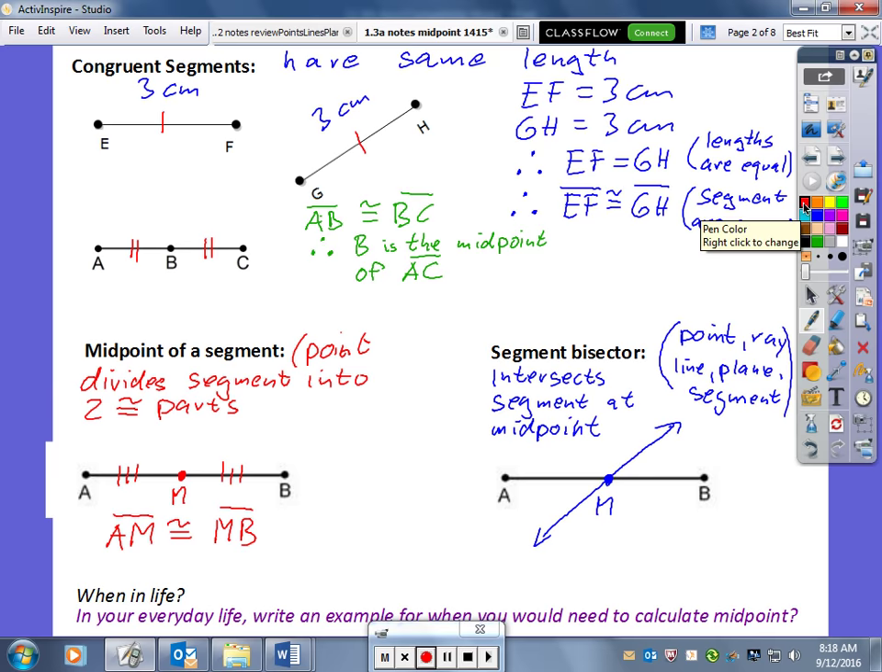Let's not forget our hash marks, which indicate to us that the segments AM and MB are congruent. And what I will also do is give our line a name, with a point C on it. So our line MC, and lines do have arrows on both sides, bisects the segment AB.